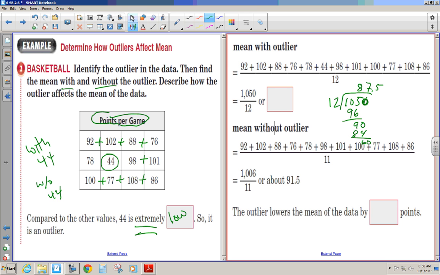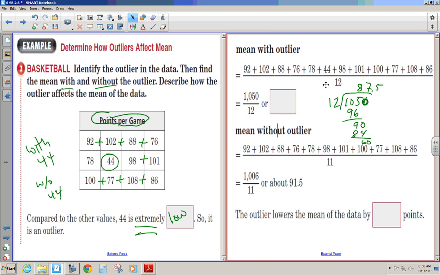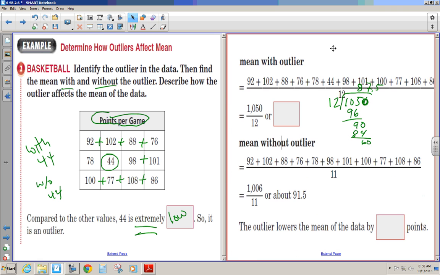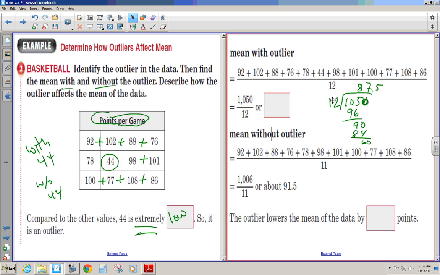All right, so if you can see all that. Twelve goes into 105 8 times. 8 times 12 is 96. When you subtract, you get 9. Drop down the 0. 12 goes into 90 7 times, which is 84. Subtract, you get 6. So we keep going, drop down another 0, that's 60. 12 evenly goes into 60 5 times. So the average is 87.5 with the outlier.